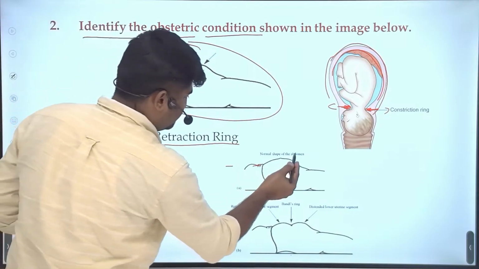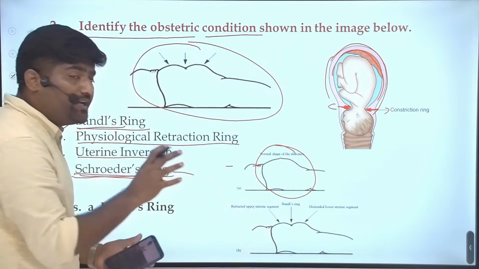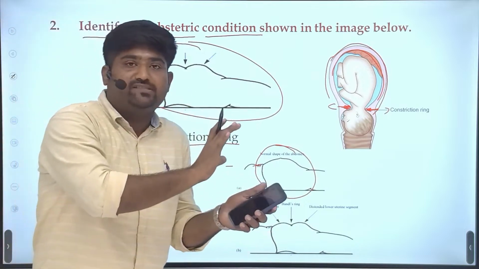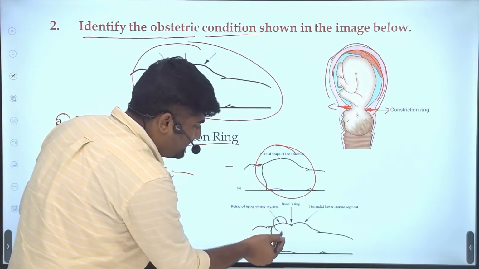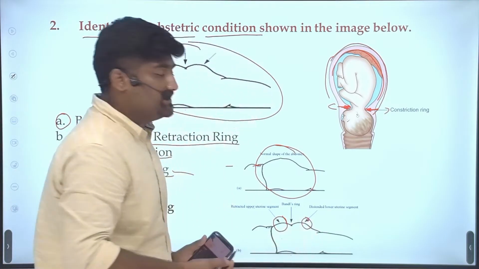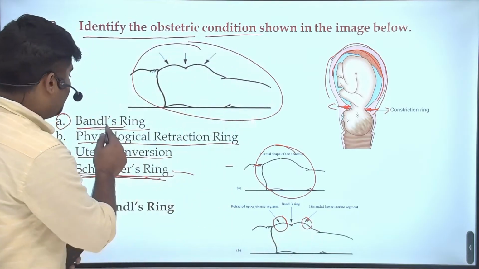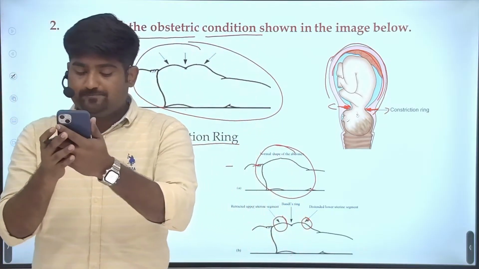Coming on to this, this is the normal shape of the abdomen. In the lower abdomen there is an upper uterine segment and a lower uterine segment. Why is it happening? The upper segment is retracted and the lower uterine segment is distended. This is called Bandl's ring. Can anyone tell why this Bandl's ring is happening?